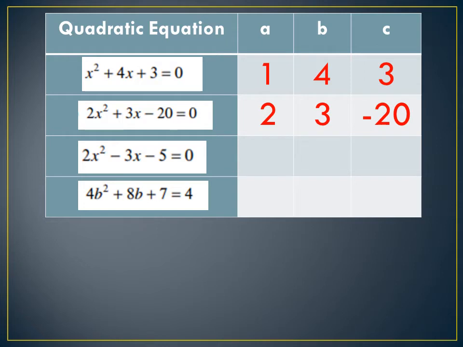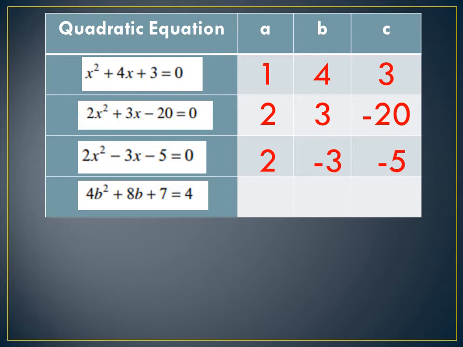And then for the third one, 2x squared minus 3x minus 5 equals 0. Our values of a, b, c are 2, negative 3, and negative 5. And for the fourth one, we have 4b squared plus 8b plus 7 equals 4.